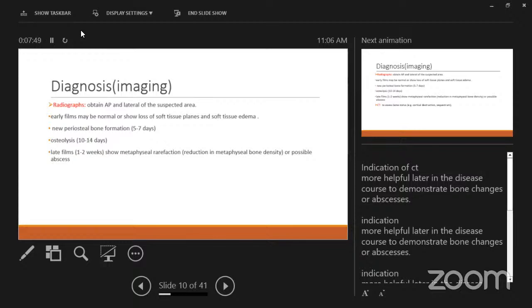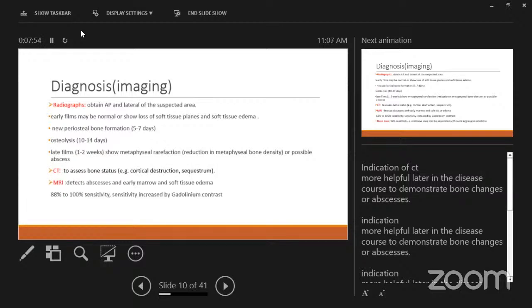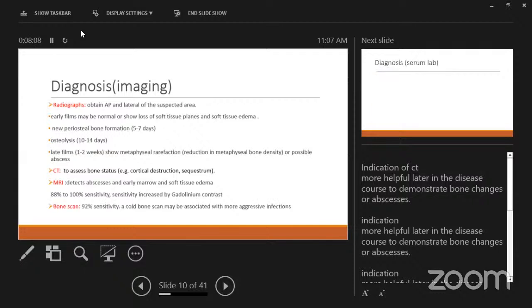Okay. CT to assess bone status, cortical destruction, sequestrum. MRI has high sensitivity and specificity, especially if associated with gadolinium contrast. There is a decrease in T1, increased enhancement in T2. Bone scan has sensitivity 92%, and is usually used to rule out multifocal infection, or in young children with a dead history.